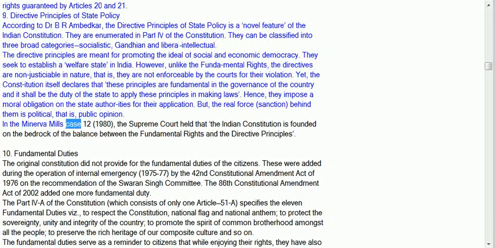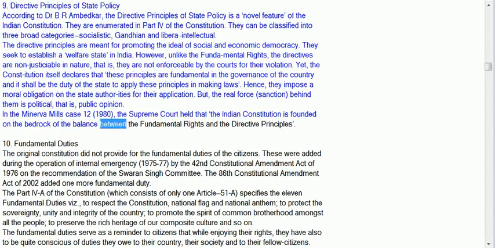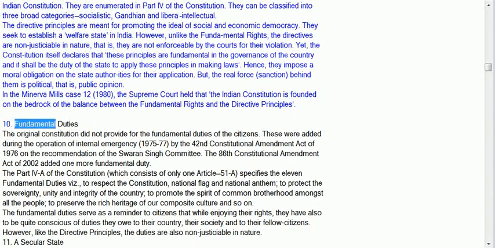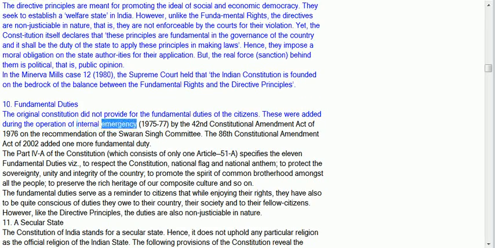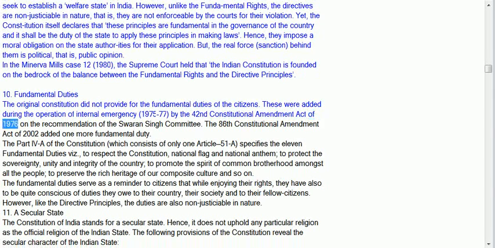In the Minerva Mills Case, 1980, the Supreme Court held that the Indian Constitution is founded on the bedrock of the balance between the fundamental rights and the directive principles. 10. Fundamental duties. The original Constitution did not provide for the fundamental duties of the citizens. These were added during the operation of internal emergency, 1975-77, by the 42nd Constitutional Amendment Act of 1976 on the recommendation of the Swaran Singh Committee.